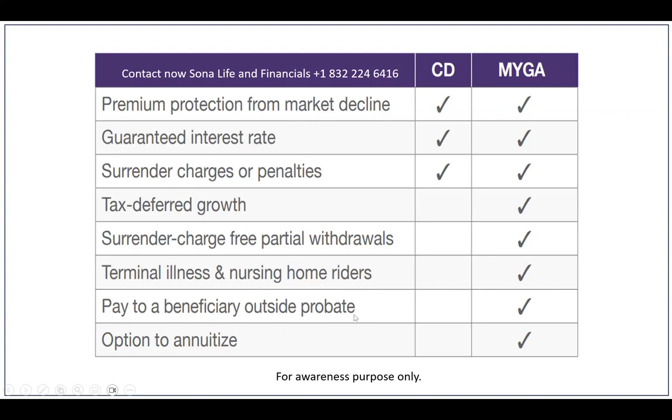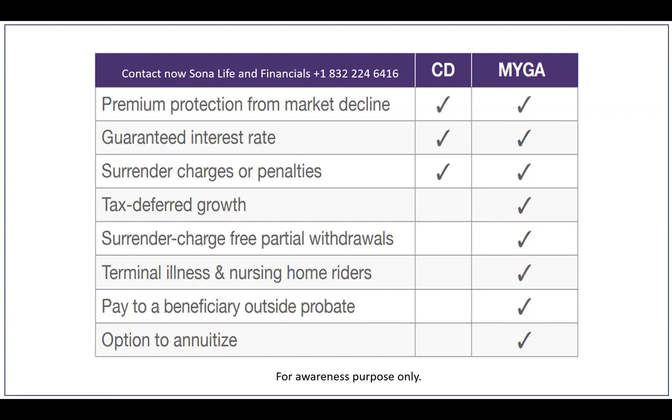Pay to a beneficiary outside probate. So this is another good benefit: you don't need to have a court probate to distribute money if you are not there, and to distribute money to the beneficiary, right?